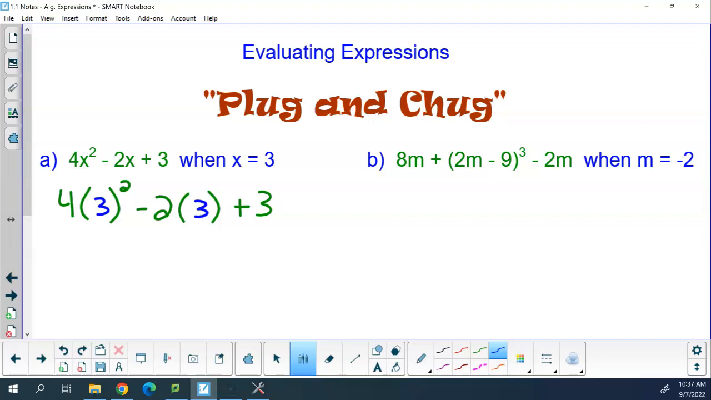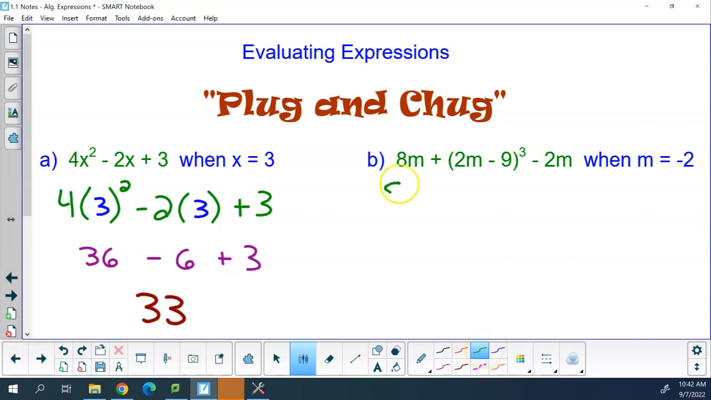Okay? So 3 squared is 9, times 4 is 36. So this first term here is 36. 2 times 3 is 6, so this is minus 6 plus 3. 36 minus 6 is 30, plus 3 is 33. Okay? You try letter B.